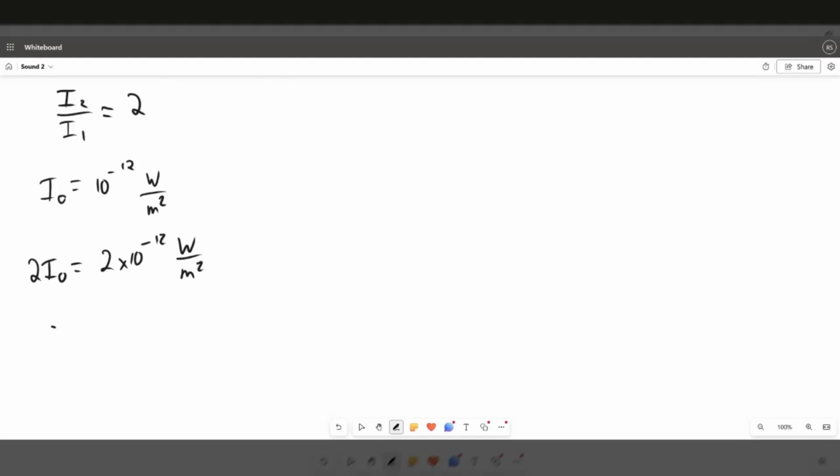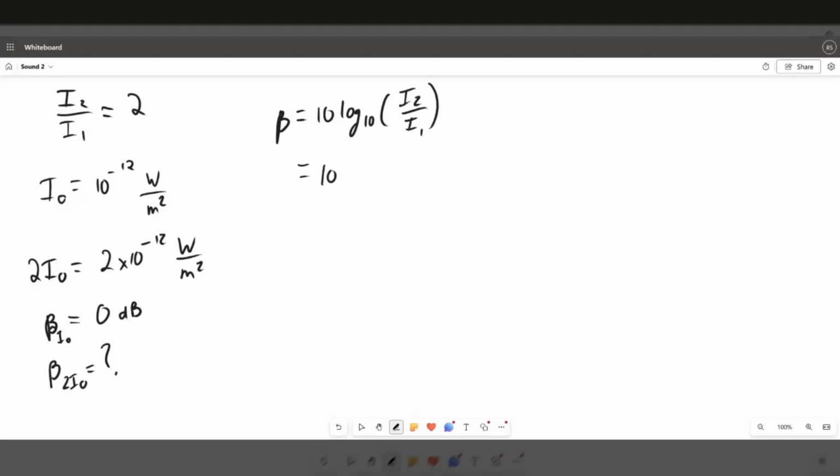We know the decibel level of I0 was 0 decibels. That was our baseline. So what is the decibel level of 2 times I0? We can plug it into our formula, 10 log 10 of I2 over I1. In this case, that's 2 times I0 over I0. And then our I0s cancel, and we're just left with 2.